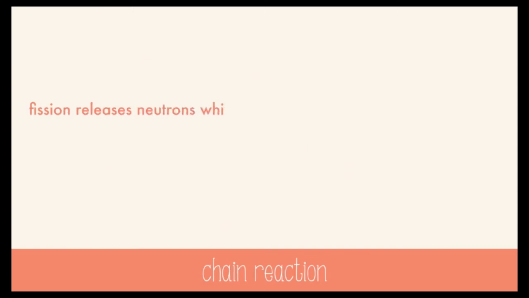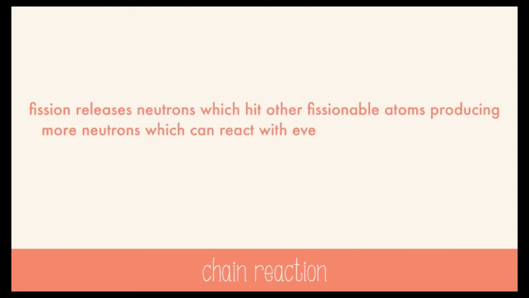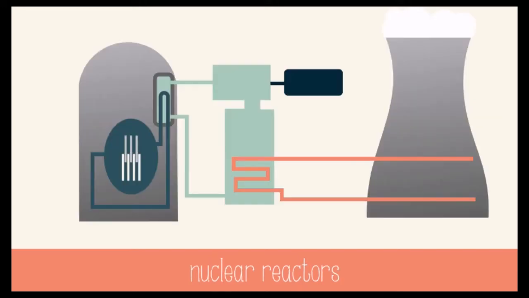A chain reaction is where fission releases neutrons, which hit other fissionable atoms, producing more neutrons, which can react with even more fissionable atoms, and so on and so forth. We can harness the energy released from fission much more easily than harnessing fusion's energy. Nuclear reactors are the heart and soul of nuclear power plants.